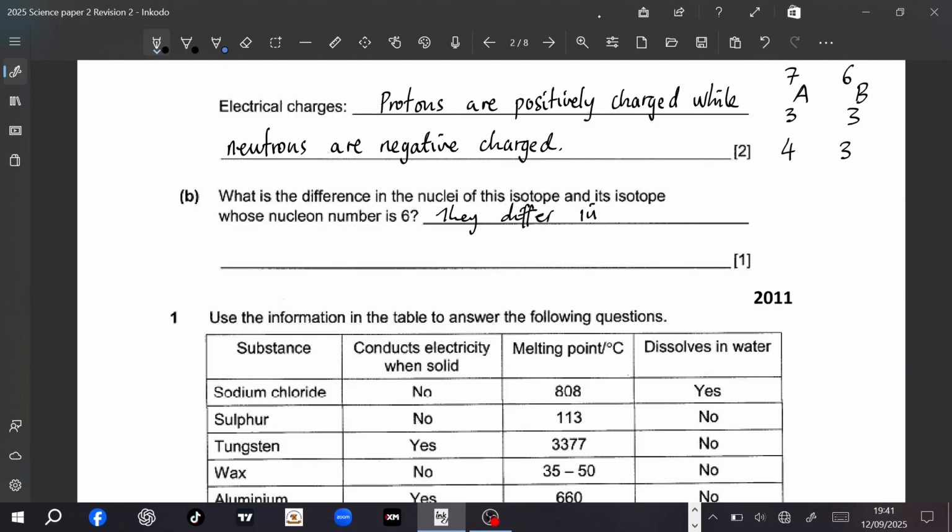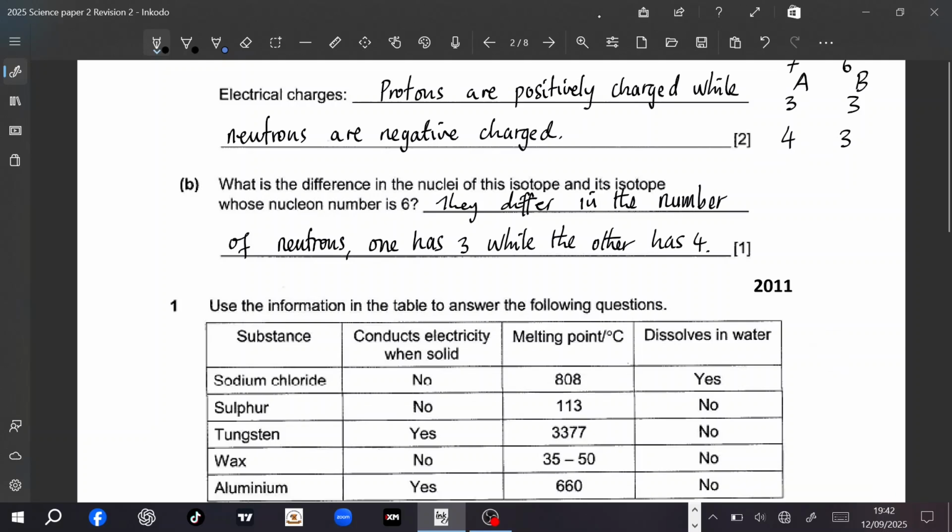So they differ in the number of neutrons. One has 3, while the other has 4.